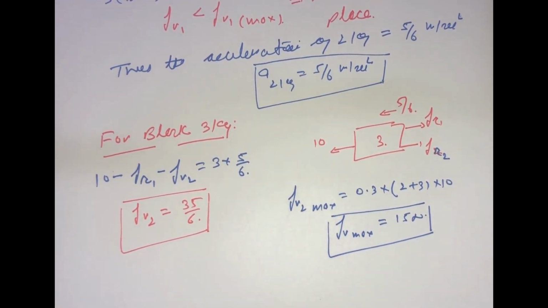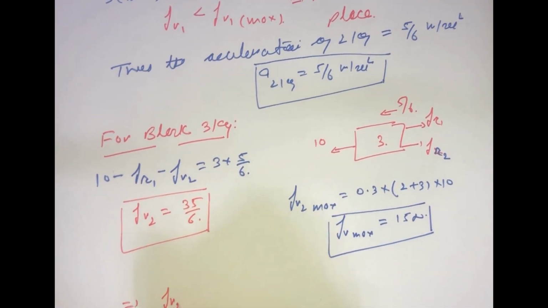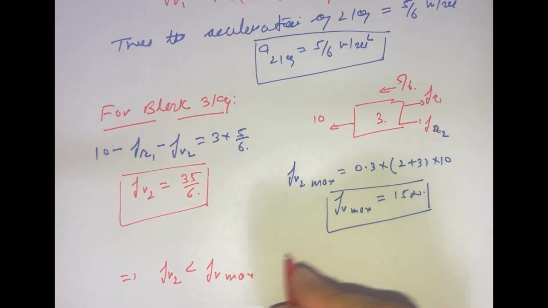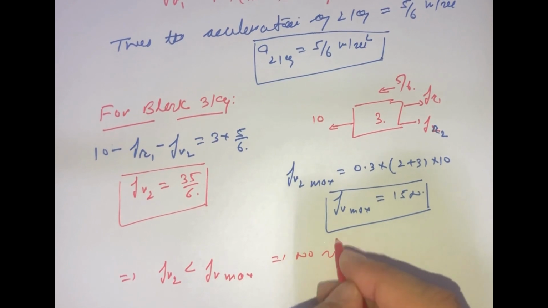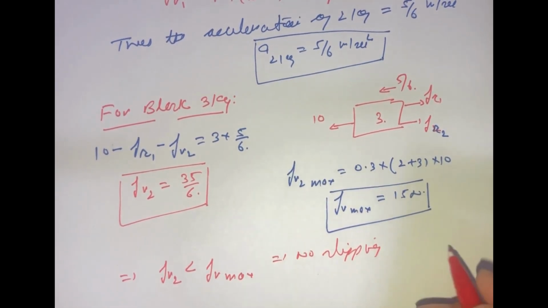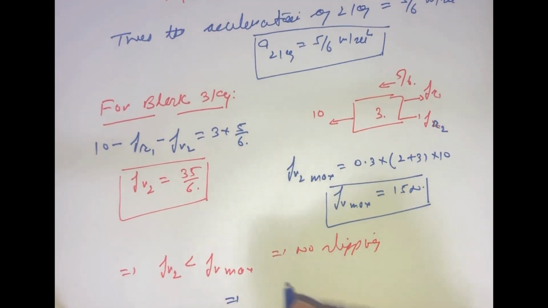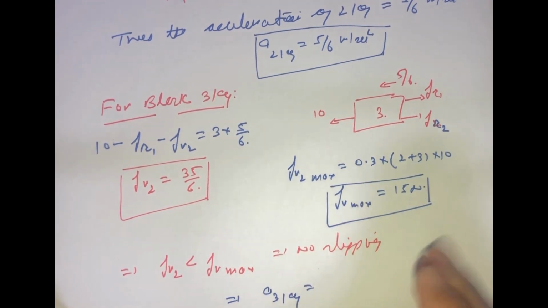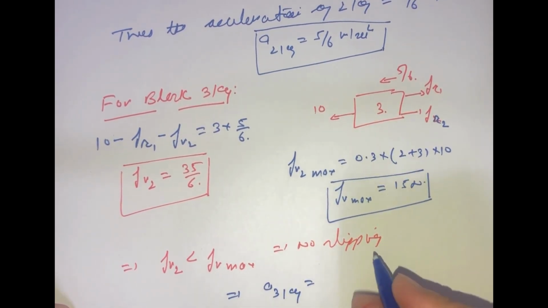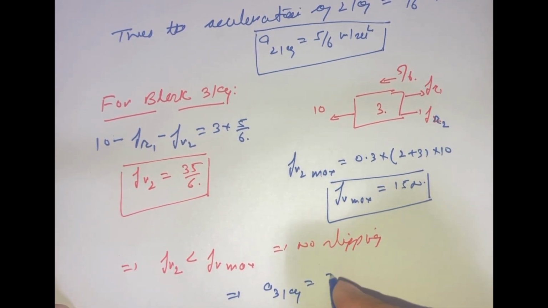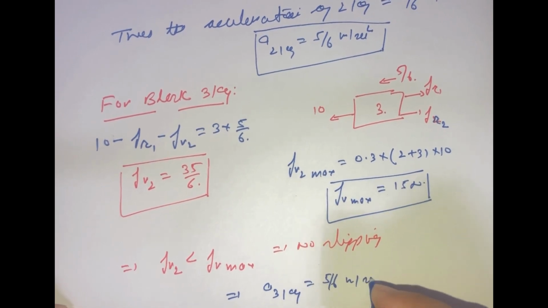Okay, so the required force FR2 is less than FR max. The required force is less than the maximum limiting force. Once again there will be no slipping. So the acceleration of the 3 kg block can be directly written now, and it will be equal to 5 by 6 meter per second square.